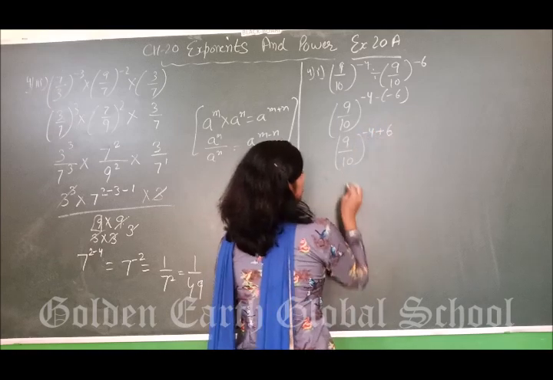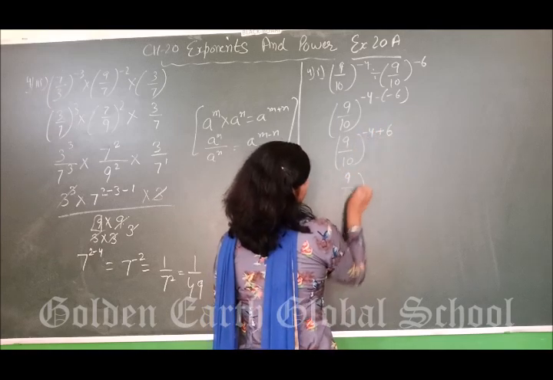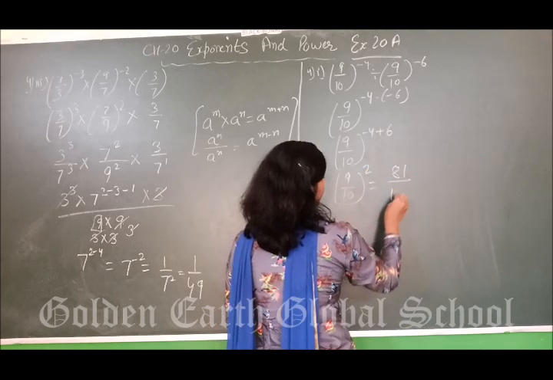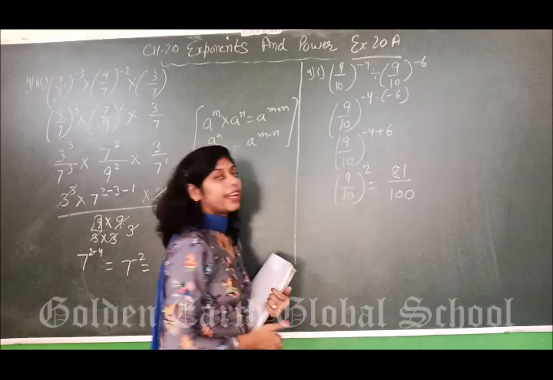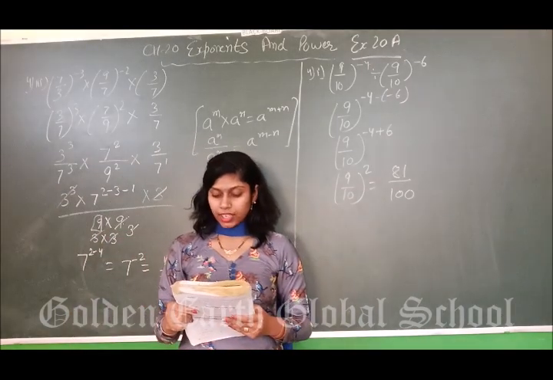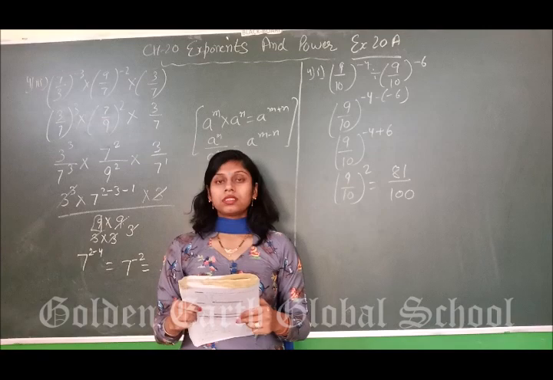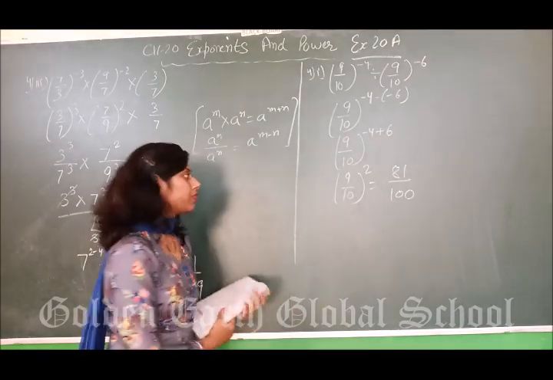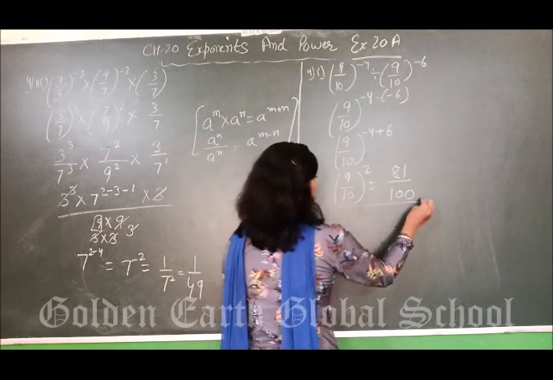Minus is plus. 6 minus 4 is 2, 9 9 is 81, 10 into 10 is 100. So answer is 81 upon 100. Here second part is again same. Terms are in division, so you have to apply the same. Next we will discuss third part.